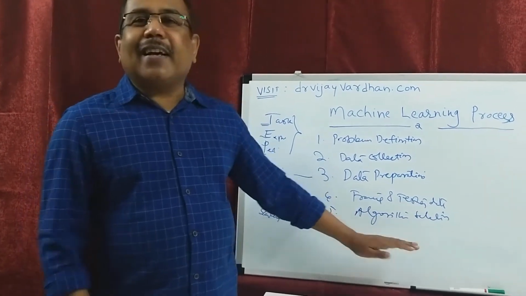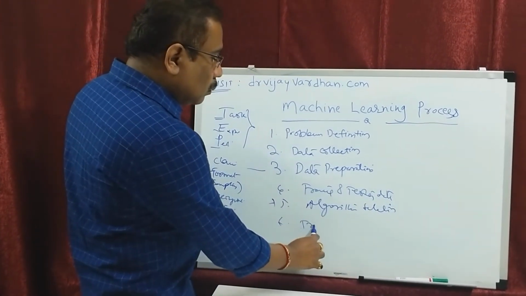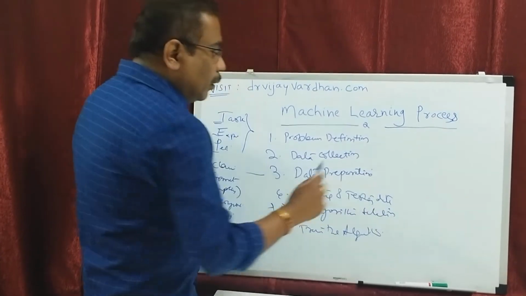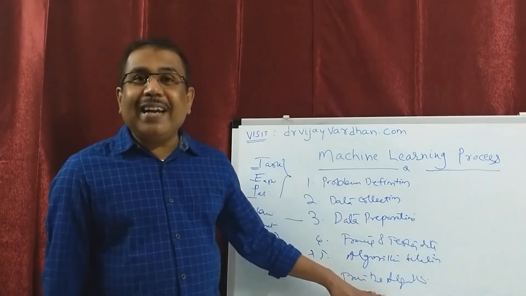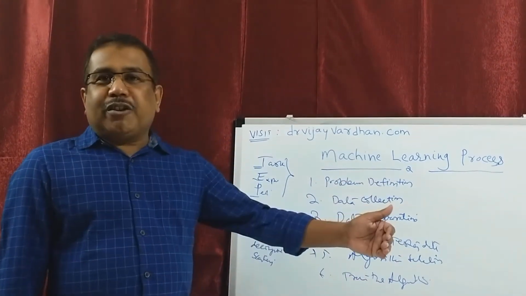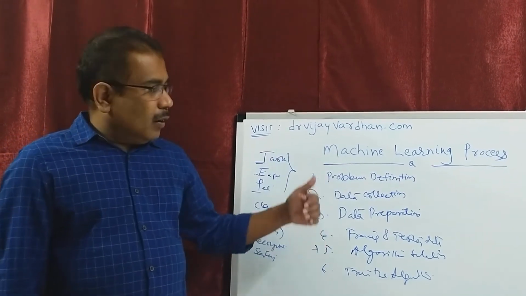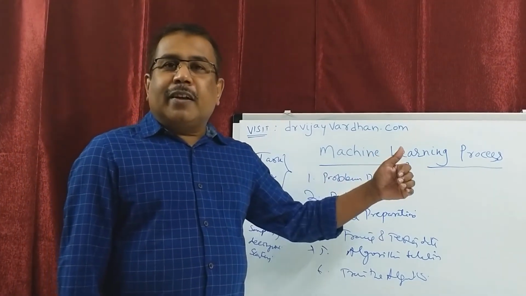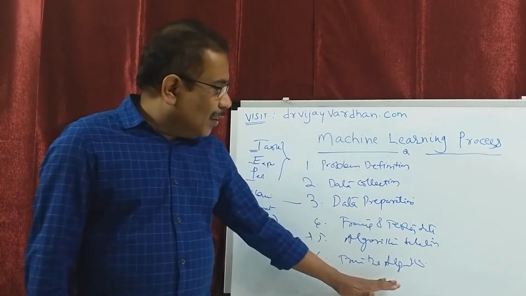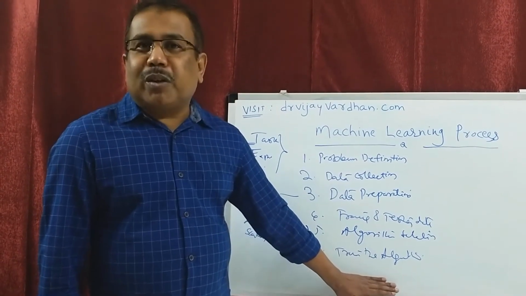So after selecting the algorithm, you have to train the algorithm. While training the algorithm, you have to feed the training data to the model, do the prediction and do the test. This entire process, that is training data, the model, then prediction and then test, this entire iteration has to be done on the training data. This process is called training the algorithm.